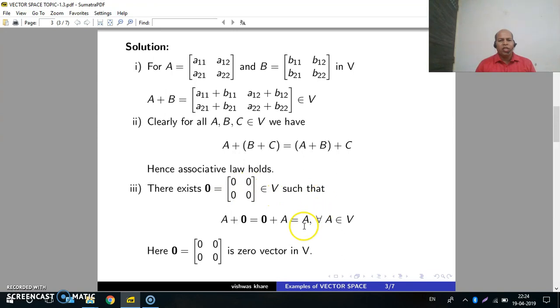which belongs to V, such that if we add A plus 0, we get 0 plus A, which is equal to A, for all A belonging to V. Here, this 0, 0, 0, 0 is the zero vector in V. Note that in this vector space, the zero vector is the 0, 0, 0, 0 matrix.